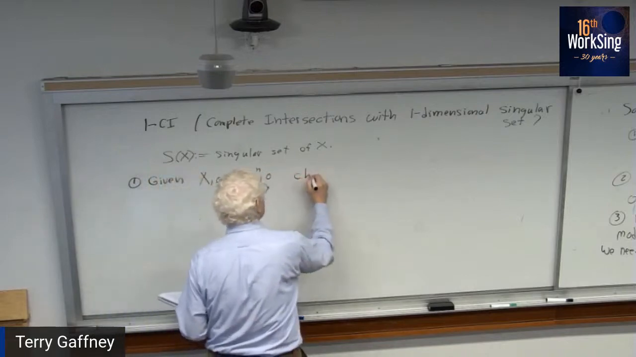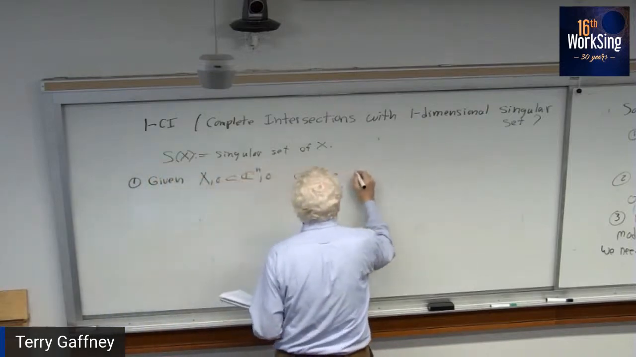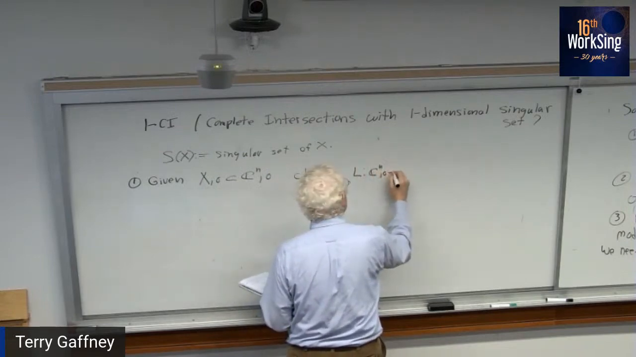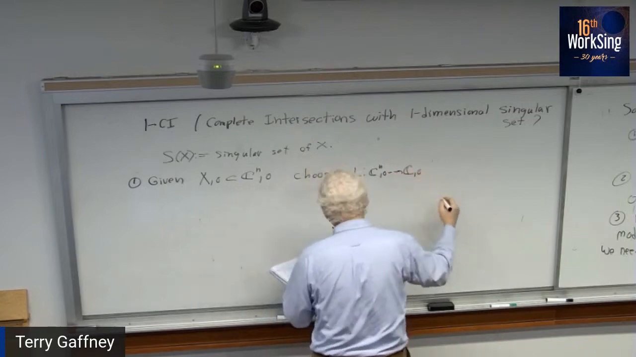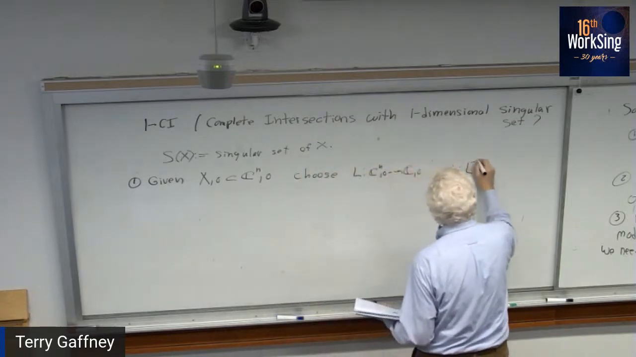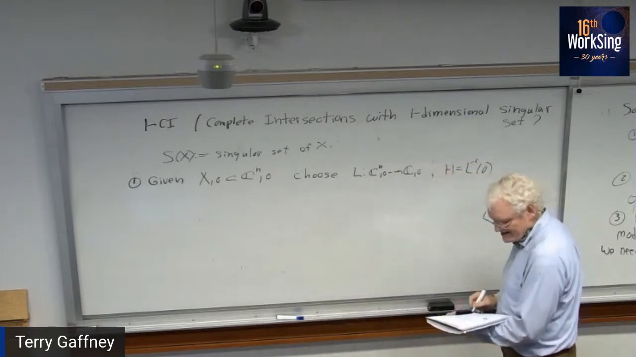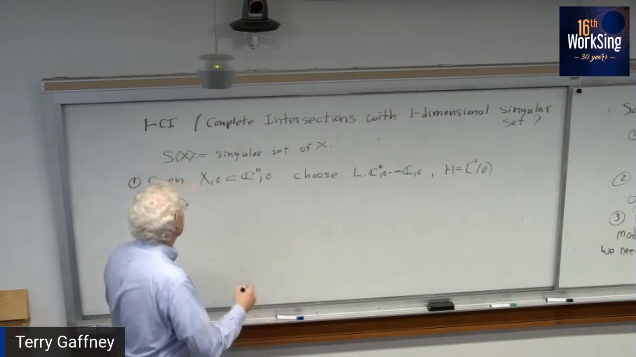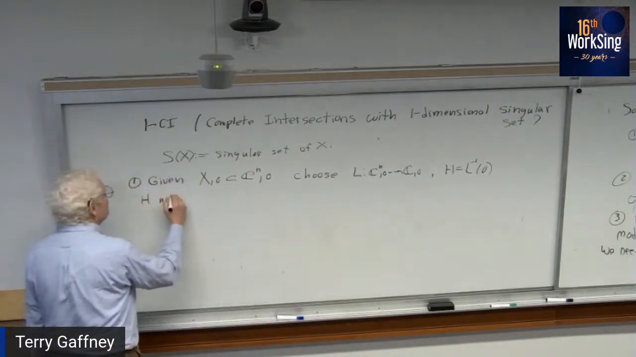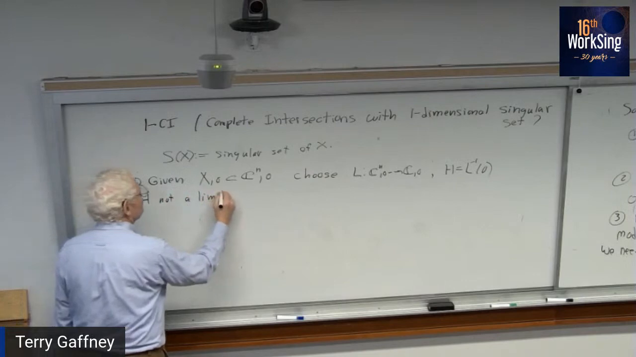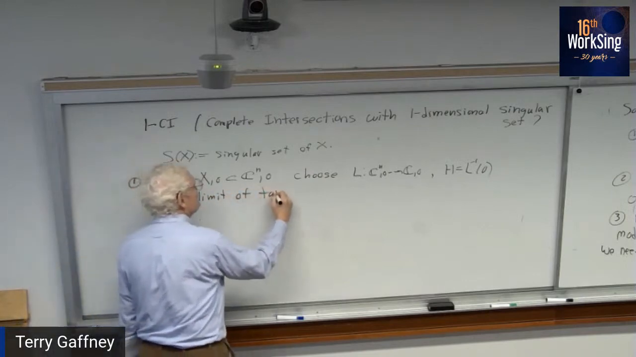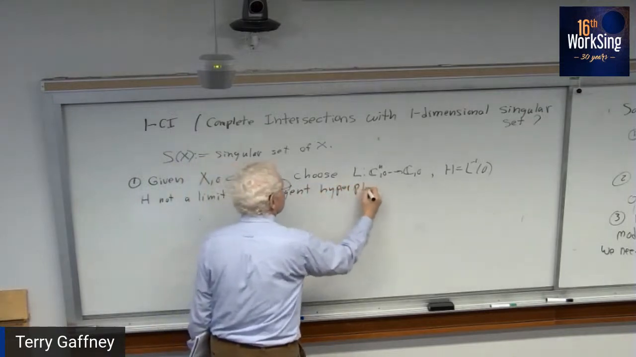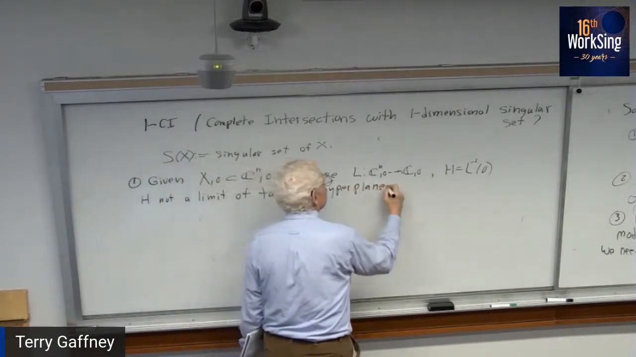So I want to choose a linear function L, mapping Cn,0 to C,0. H is going to be L inverse. H, of course, is a hyperplane. And I want to assume that H is not a limit of tangent hyperplanes through the strata.